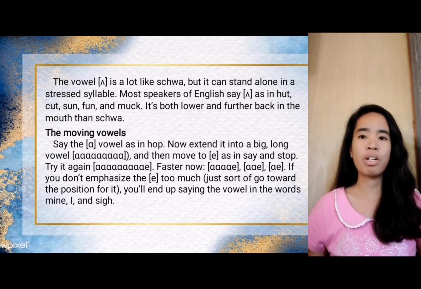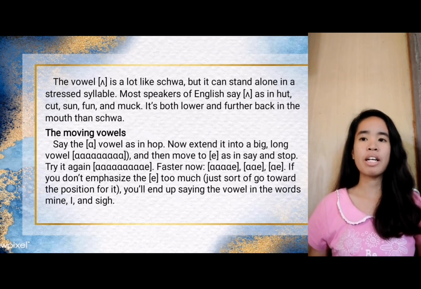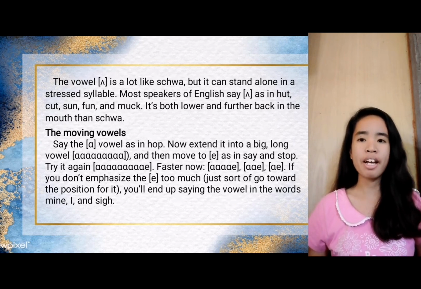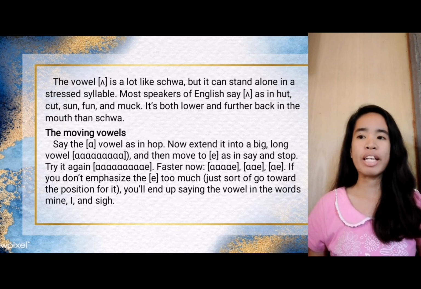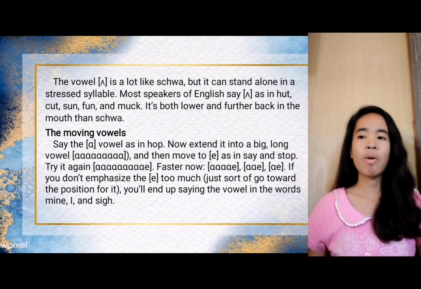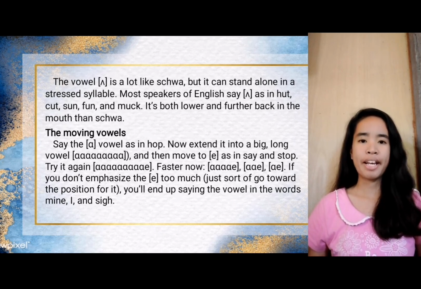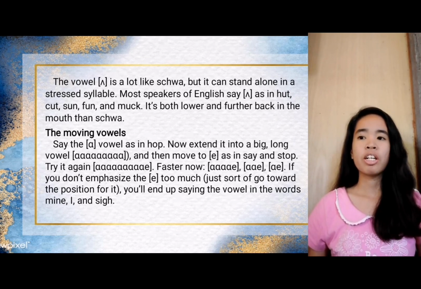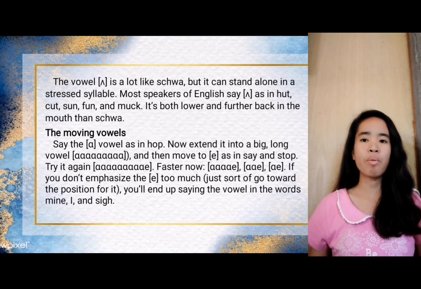The moving vowels. Say the vowel in hop. Now extend it into a big long vowel A and then move it to E as in say and try to stop. Try it again. A. Faster now. A. If you don't emphasize the E too much, just sort of go toward the position for it, you'll end up saying the vowel in the words mine, I, and sigh.